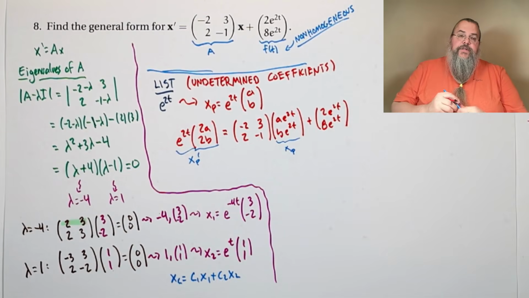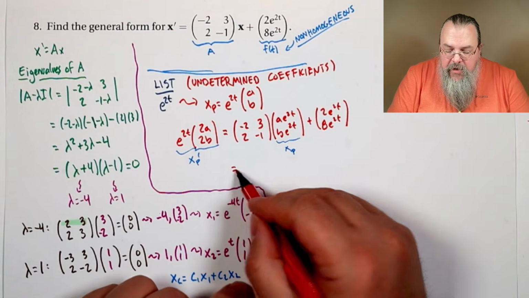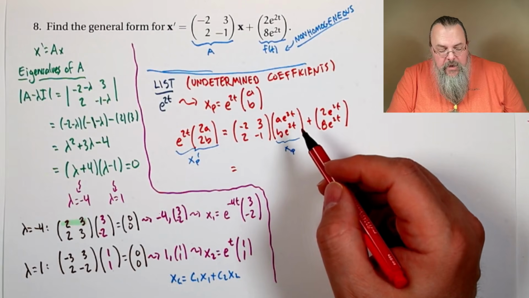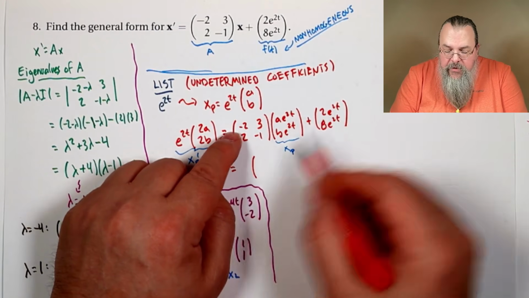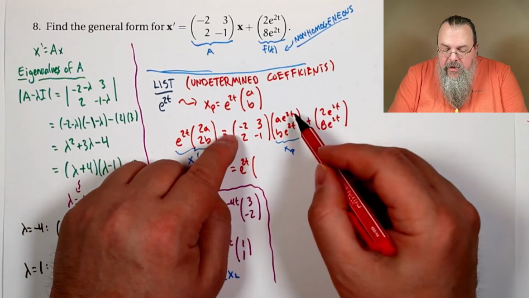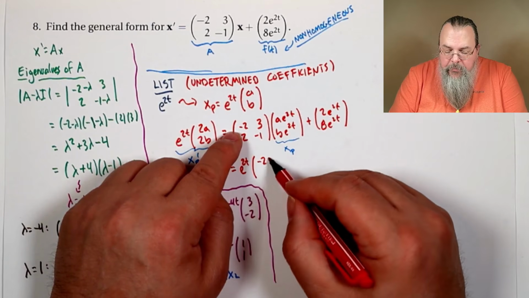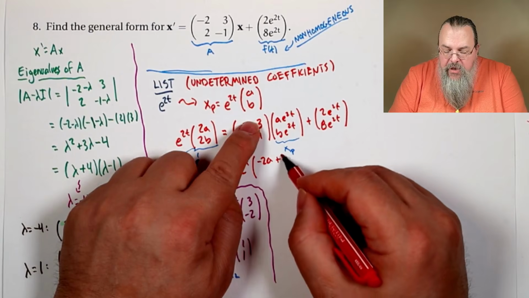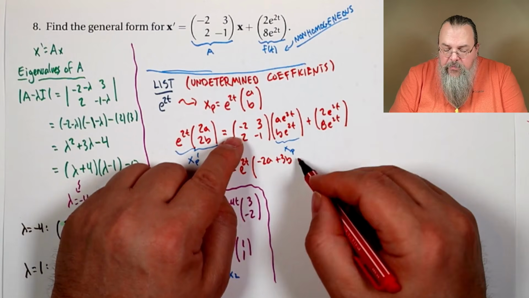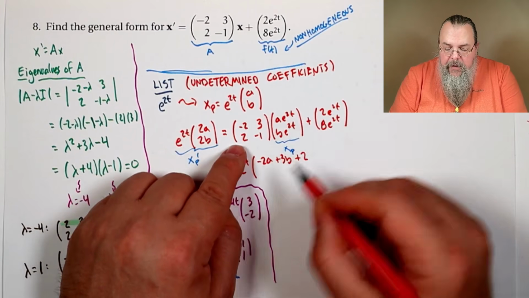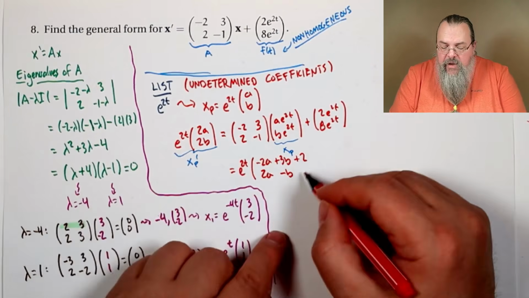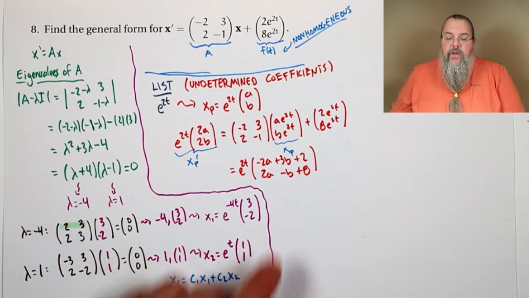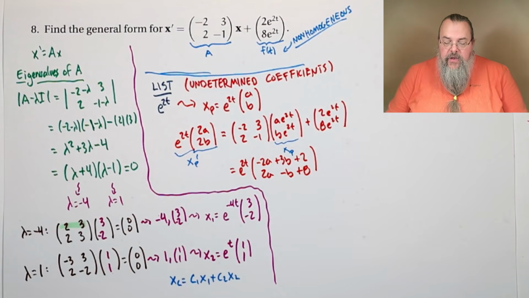And now we'll just clean this up. We get the following. Everything has e to the 2t, so I'm going to just pull that in front. We get (-2a plus 3b plus 2, 2a minus b plus 8). And these have to match.